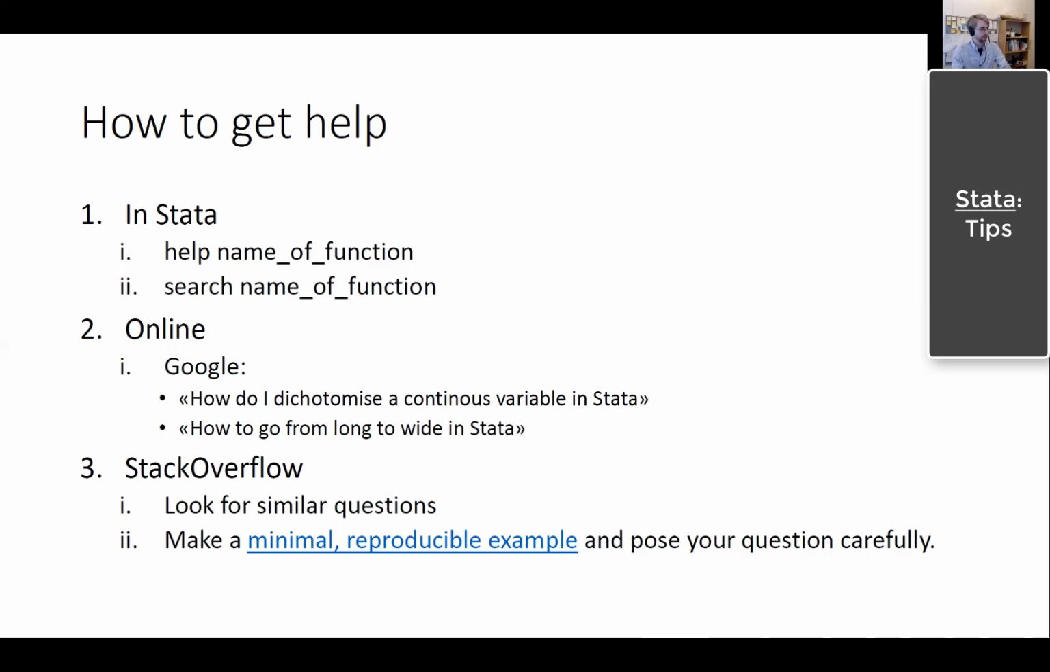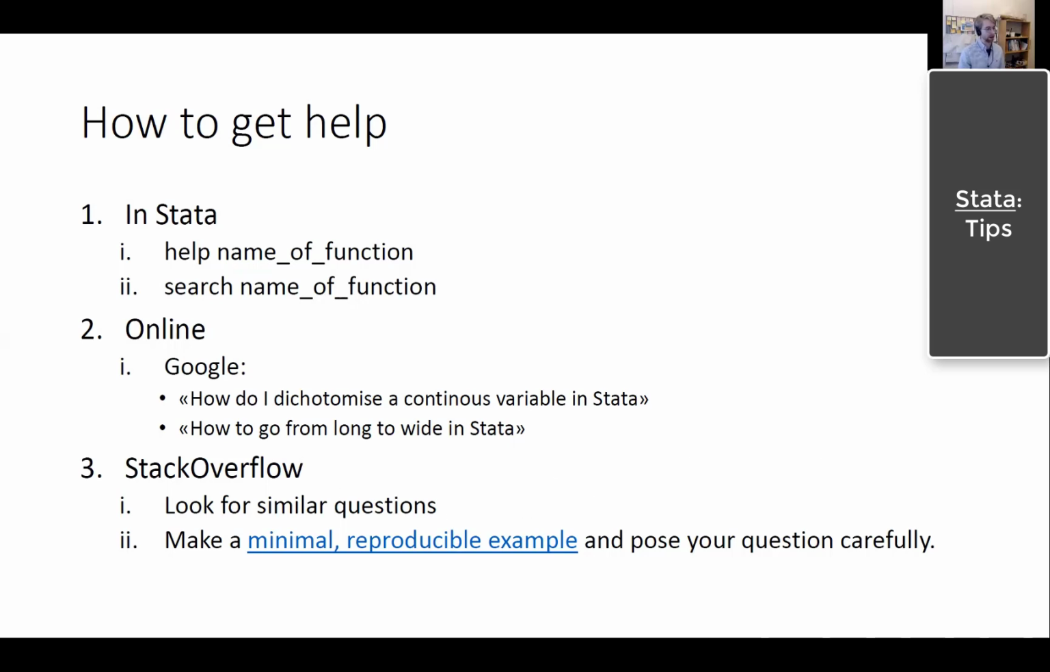Second best place to find help is Google. Just Google something. How do I do this in Stata? And you'll get a lot of very helpful help. If you have a very specific question that you can't find online, my third suggestion would be a place called Stack Overflow. There are many places where you can find information online, from Reddit, ResearchGate, Quora, and so on.